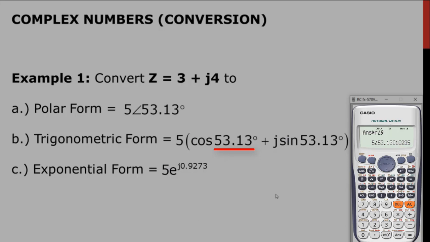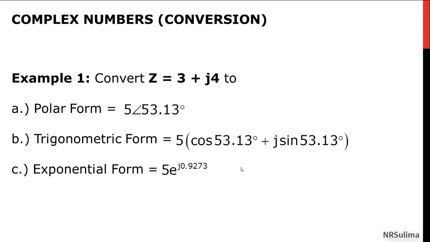To convert 53.13 degrees into radian, multiply 53.13 times pi over 180. It should give us 0.9273 as our radian equivalent of 53.13 degrees. And these are our final answers.